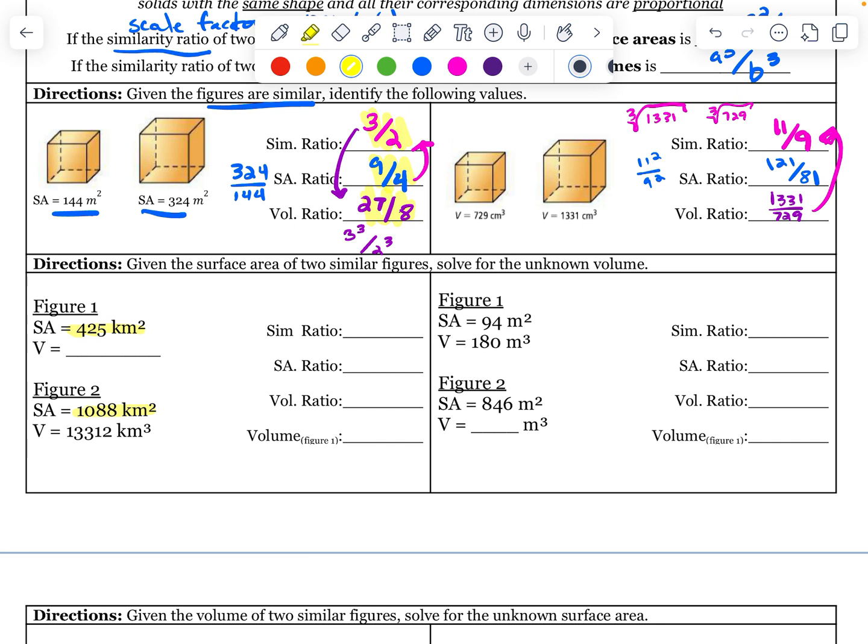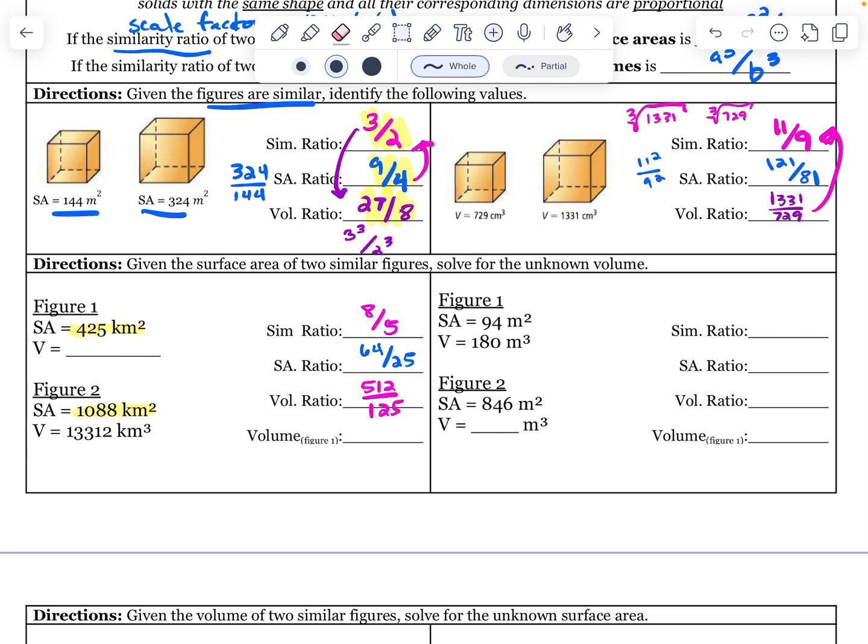So 1088 over 425 ends up being 64 over 25. Now to get the similarity ratio, I square root those. So that's just 8 over 5. To get the volume ratio, I cube it. So 8 to the third is 512. 5 to the third is 125. Right? So this one, I had to square root to go that way. And then I took this one and I raised it to the third power to go that way. Those signs almost make it more confusing.